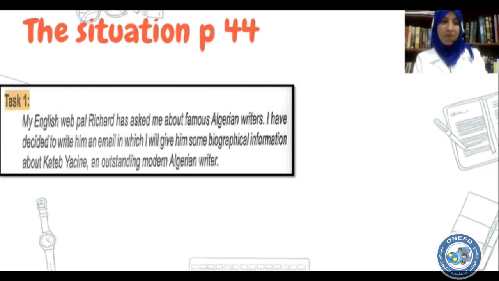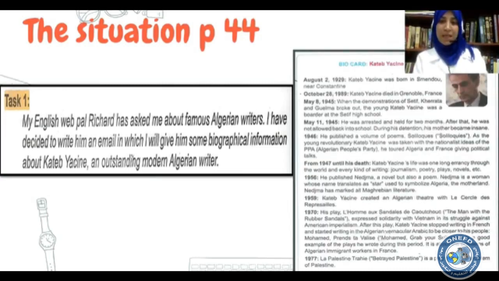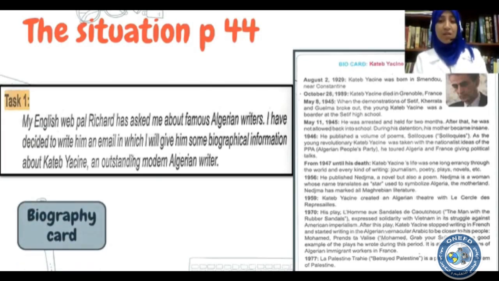So here we have the task. I read: my English web pal, Richard, has asked me about famous Algerian writers. I have decided to write him an email in which I will give him some biographical information about KTBSE, an outstanding modern Algerian writer. So here's our situation. And here is the biography card that we are going to follow in order to write an email to Richard about KTBSE. So first, we need the biography card. We need to follow it.